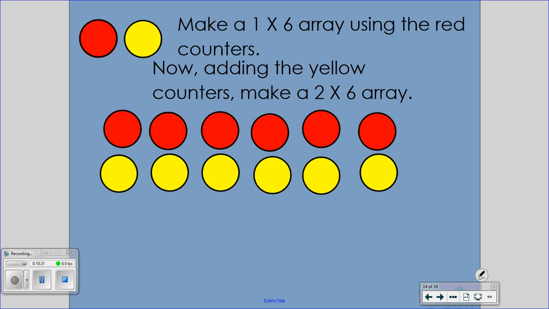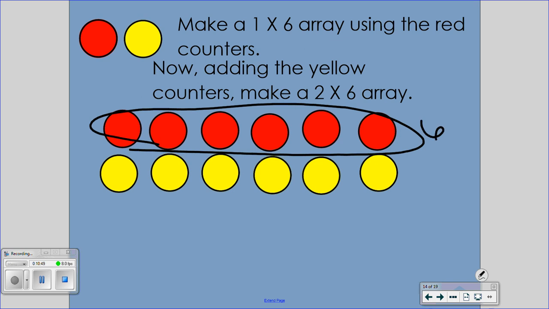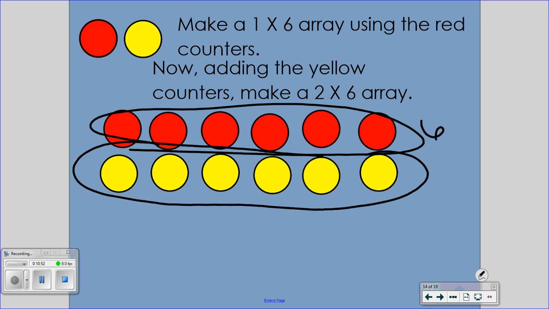Can we see how we doubled it? We had one group of 6, which was 6. Then we doubled it to be, Sam? 2 by 6. What's the total? What's the product now? 12. We had 6, and then we added another group of 6, which doubled it. And so now our 2 by 6 is doubled, equals 12.